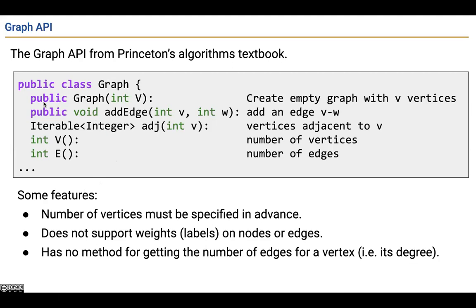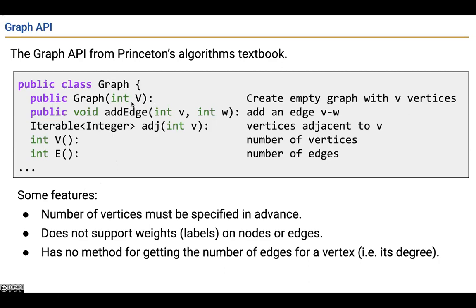So the Princeton textbook says, if you would like to create a graph, you must tell me in advance how many vertices are in the graph. So you decide ahead of time, I want a graph with 10 vertices. You want more? Too bad, you get 10. That's what the Princeton algorithms textbook says.